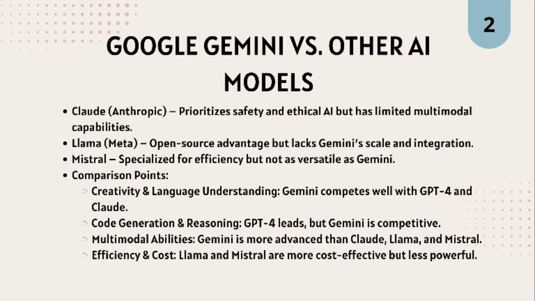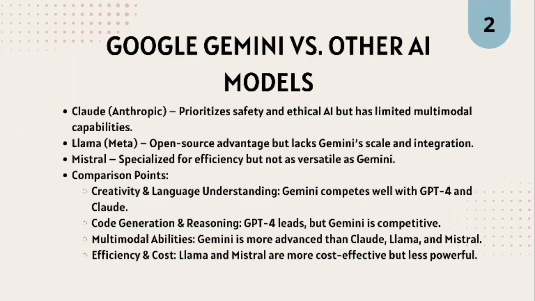So, next one is Google Gemini versus other AI models. We will now compare with other AI models like Claude by Anthropic, Llama by Meta, and Mistral. Claude prioritizes safety and ethical AI but lacks the multimodal capabilities of Gemini. Llama is open source, which makes it highly customizable, but it does not operate at the same scale or integration level as Gemini. Mistral focuses on efficiency, which makes it a cost-effective solution, but it is not as versatile in handling different types of inputs.